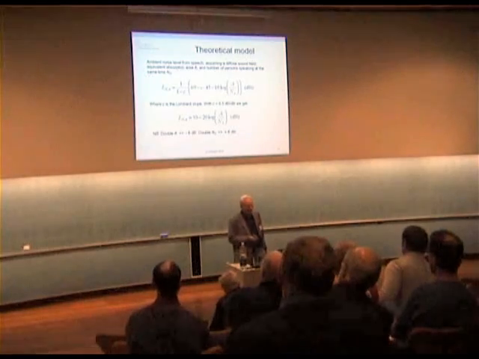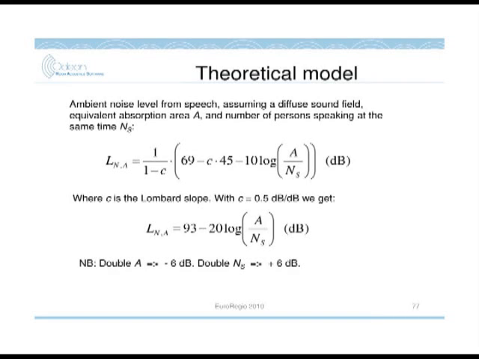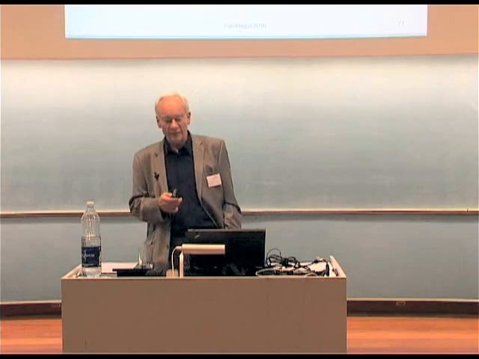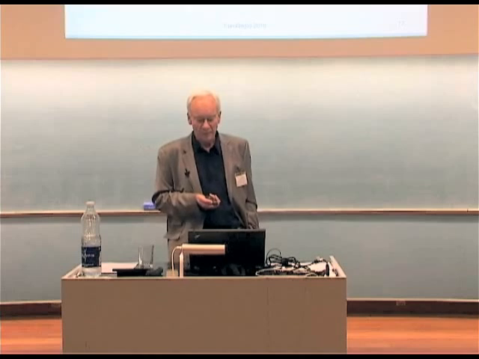Then I compared to a number of measured, well-documented cases, and it was realized that the Lombard slope is around 0.5, which means if the noise level increases by 1 decibel, the speech level will go up by ½ decibel. This is quite accurate according to a large number of data I have collected and compared to the model.